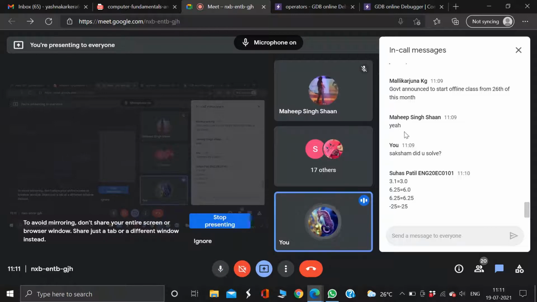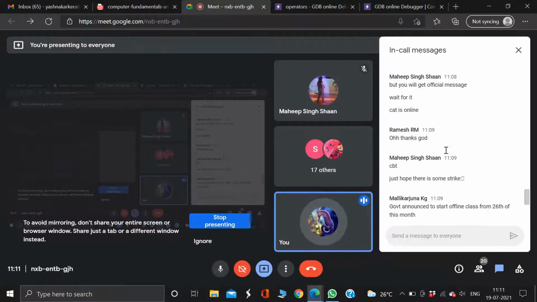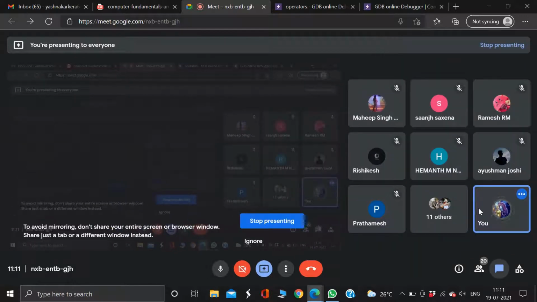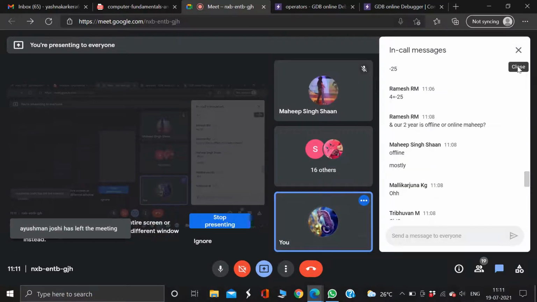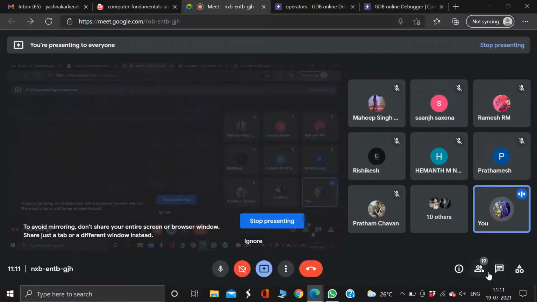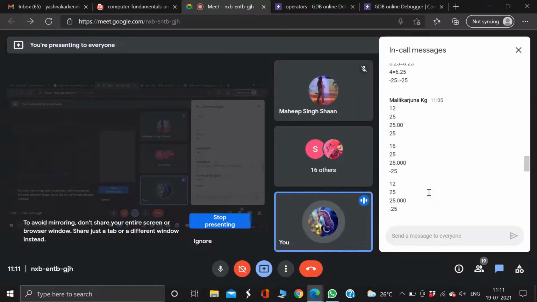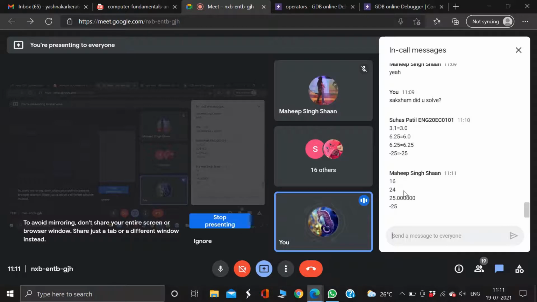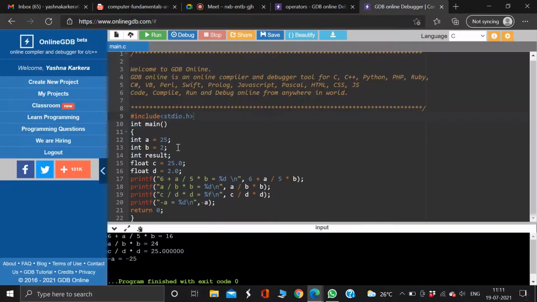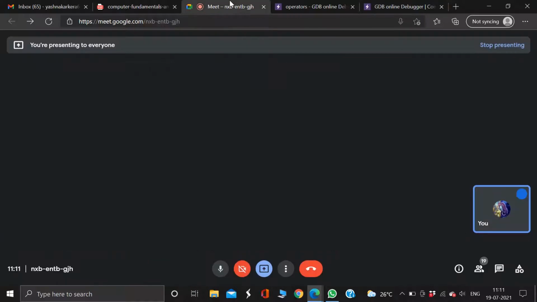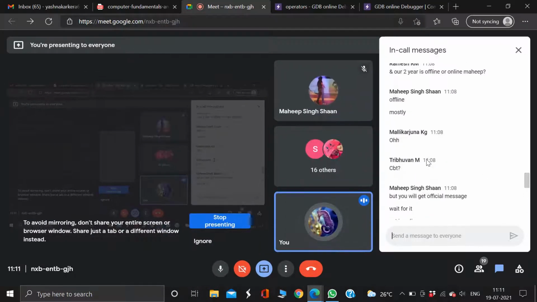I guess we got enough time to solve. Saksham, I'm guessing you were not able to solve it, and even the others, so we will take that problem. This was the code. The correct answers were given by Sanj first, then Komal, and then Mallikarjun, who made a little mistake and then did fine, and then Mahib. So we'll take this code. This is the correct output: 16, 24, 25, and minus 25. Very good, Sanj. You were very quick.